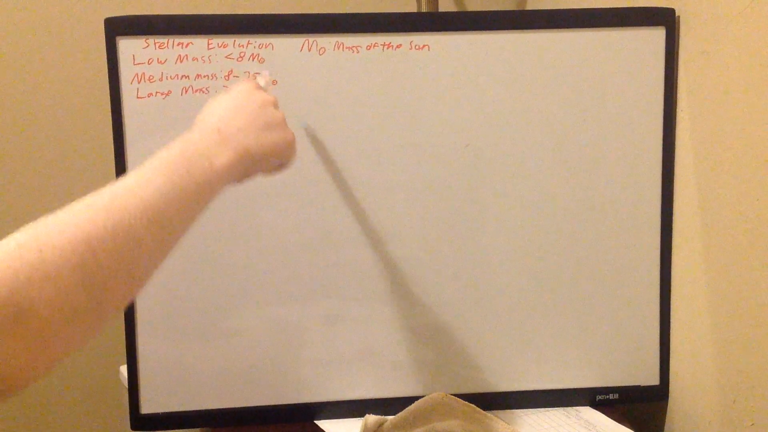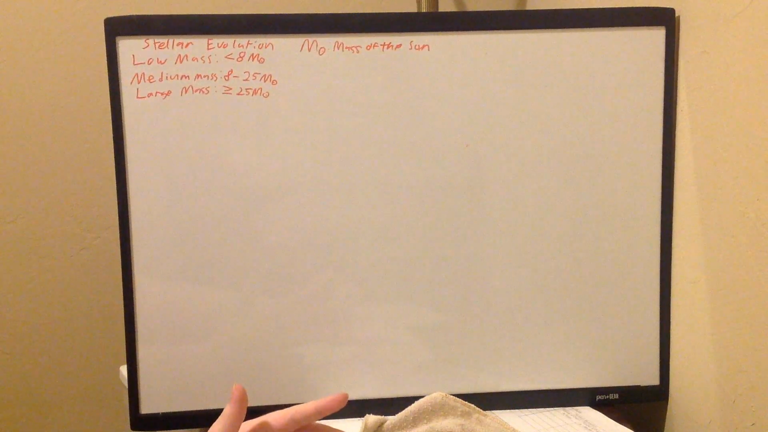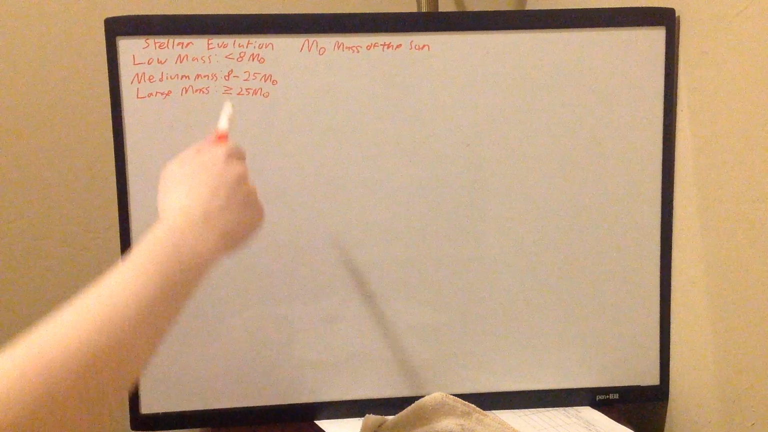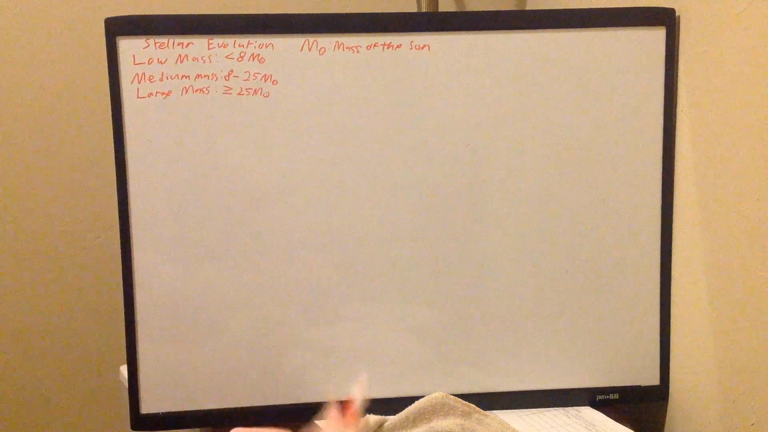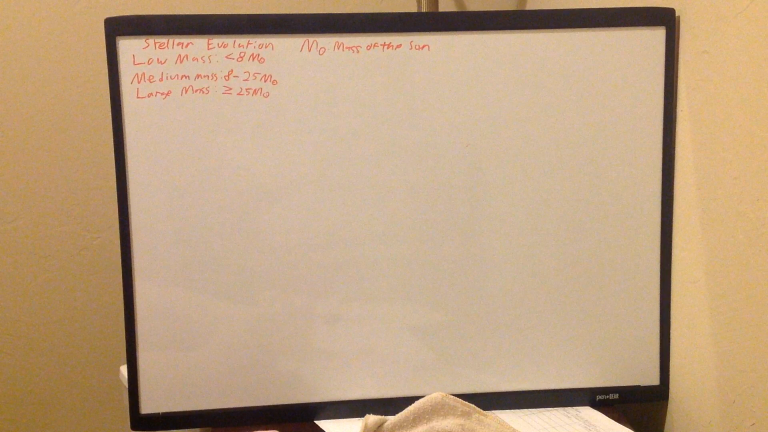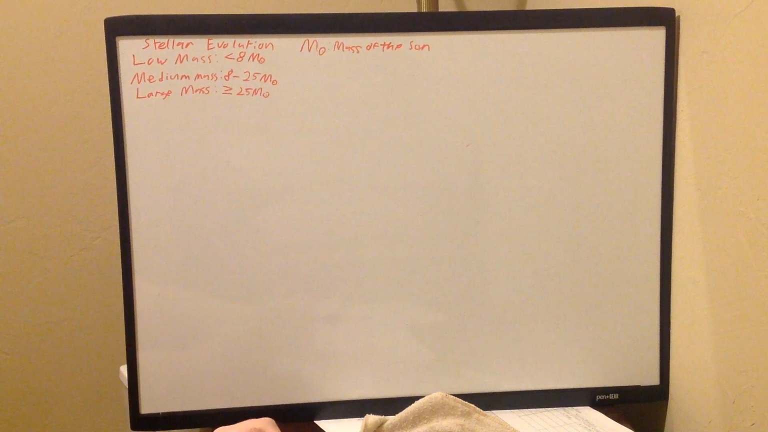Now, these cutoff points in terms of mass aren't really precise. For instance, there are some people who think that the low mass cutoff point should be more like 10 or 12 solar masses. But for the sake of this, we're just going to go with these numbers. Alright, so I'll start with low mass stars. What happens to low mass stars when they leave the main sequence?